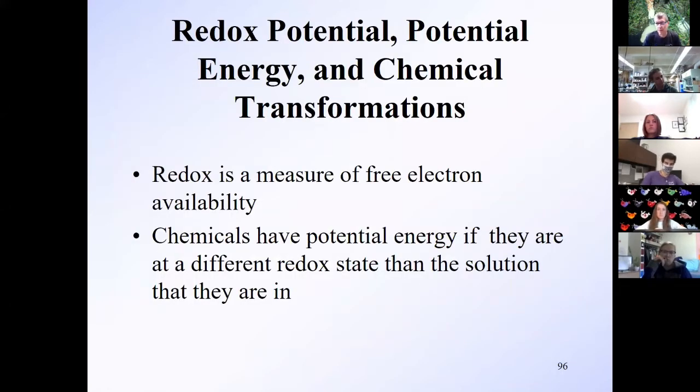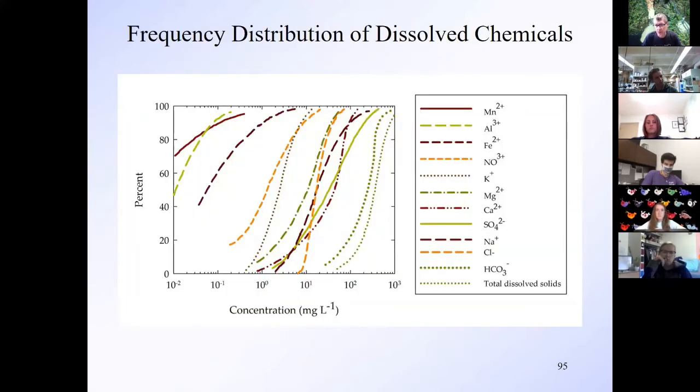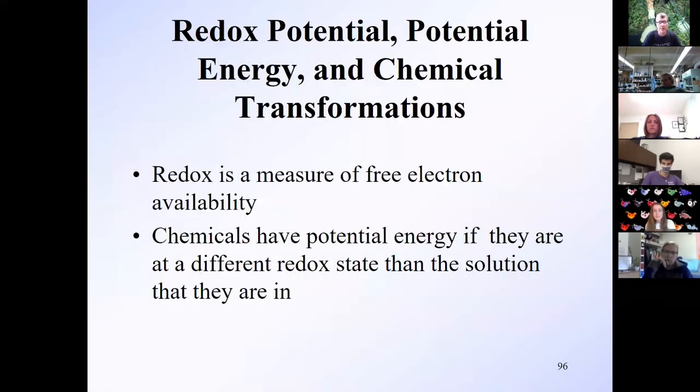Okay, so here we come to redox. If you look at this prior graph, there are all these ions, positive ions, negative ions, different chemistries, and they can take different oxidation reduction states. And the sum of all this sets the amount of free electrons that are able to float around and be available for chemical reactions in waters. And the really key point here is that chemicals have a potential energy if they're at a different redox state than the solution that they are in.